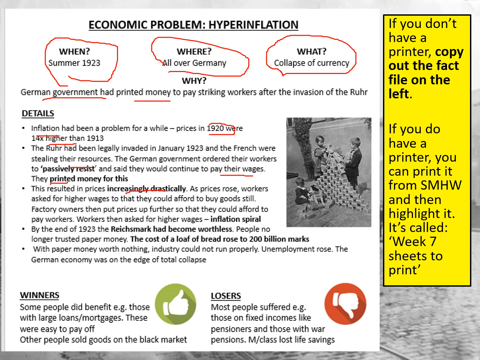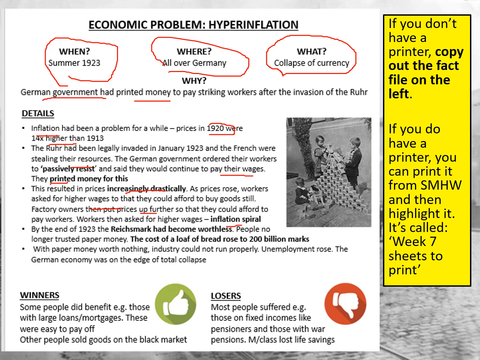The reason why money is so important is that we have confidence that that £5 or that £10 is worth a certain amount of goods. And if people lose confidence in the currency, it then causes this problem of inflation, essentially. So as prices rose, workers were asking for higher wages so they could still afford to buy goods. That means that factory owners have to put prices up further so they can afford to pay their workers, and it causes what's called this inflation spiral.